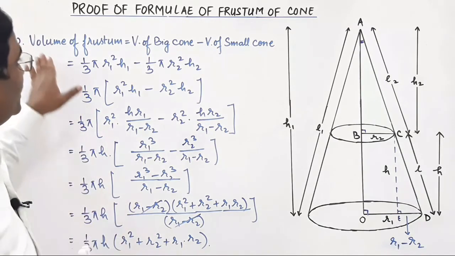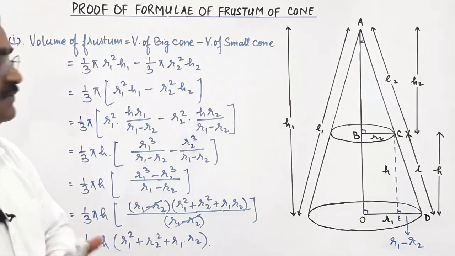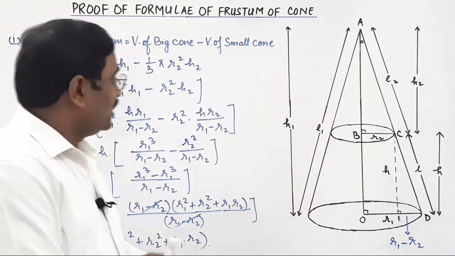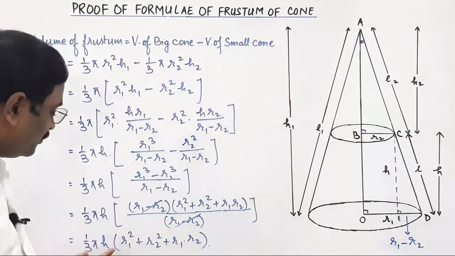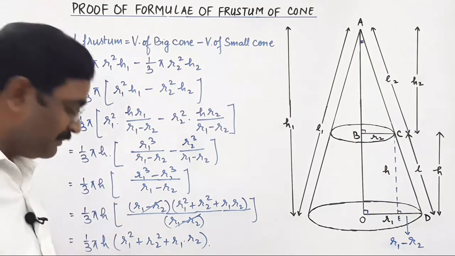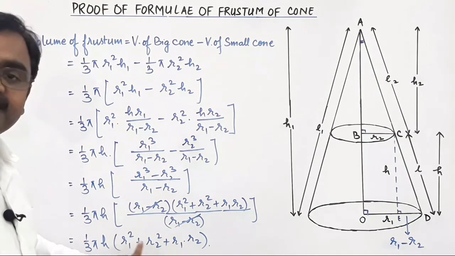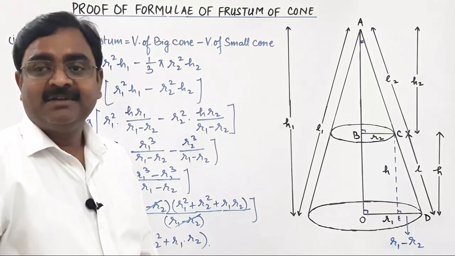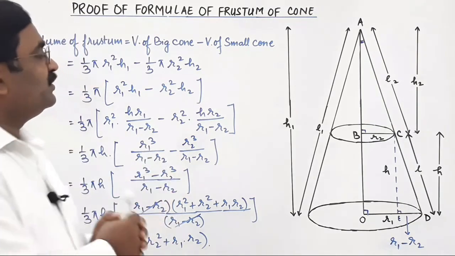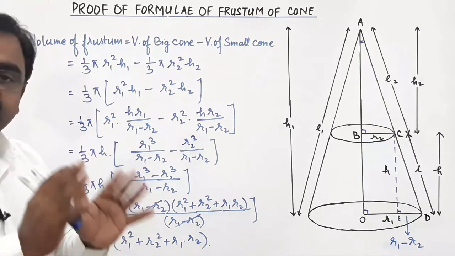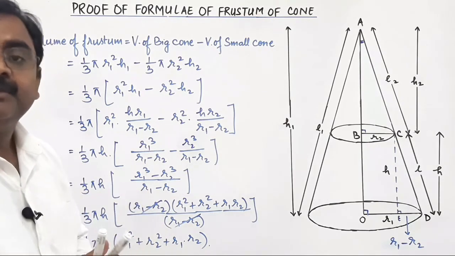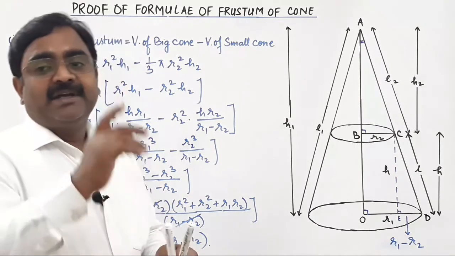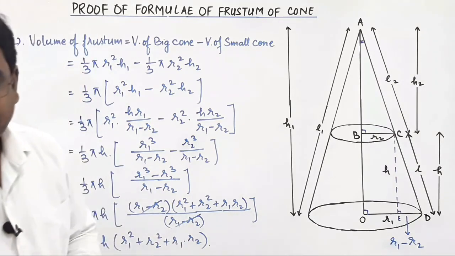So here we got the proof of these results. The volume of the frustum is equal to the volume of the big cone minus the volume of the small cone. After simplifying, we got our answer, which is 1/3 pi into H, R1 square plus R2 square plus R1 into R2. Right friends? If you are facing any problem or difficulty in any step, you can comment in the comment box.